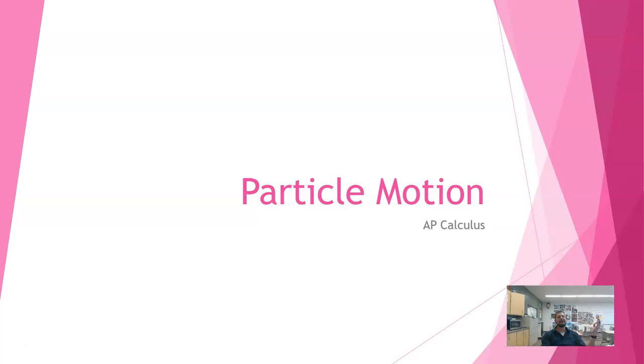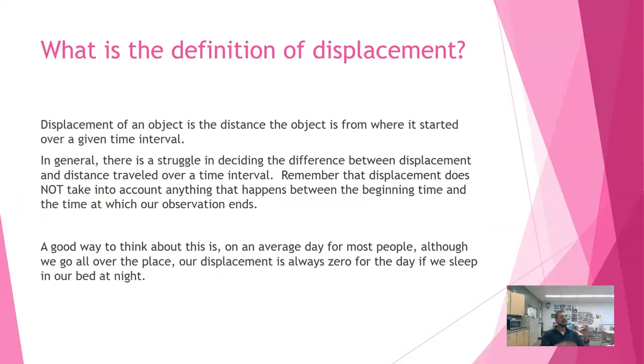In order for us to understand these particle motion problems that we're about to look at, we have to know a few definitions. The first definition is what is known as displacement. Displacement is simply how far an object is from where it started over a given time interval. Usually the biggest issue people have is deciding the difference between displacement and the distance traveled.